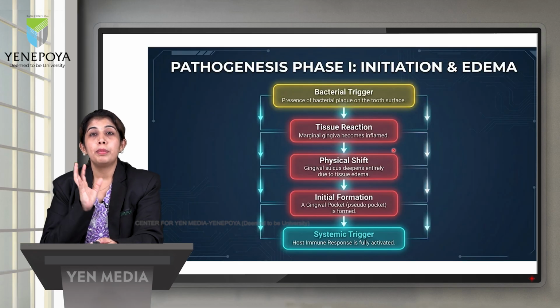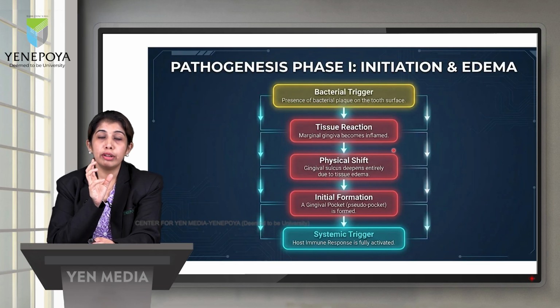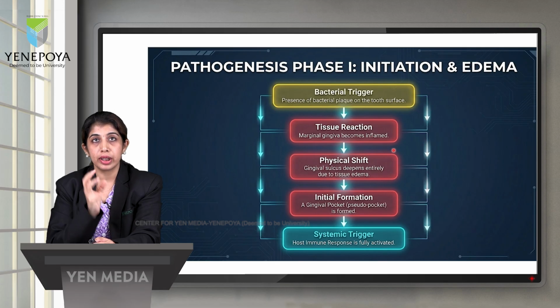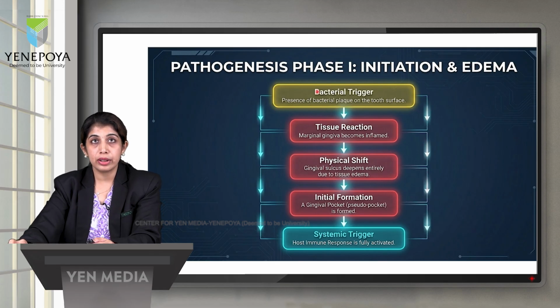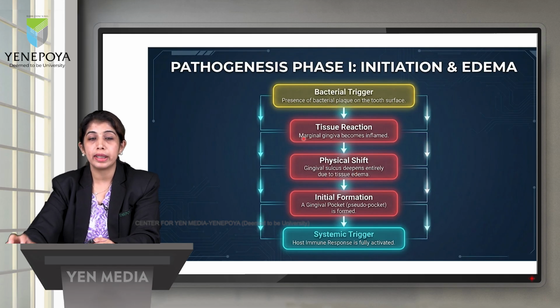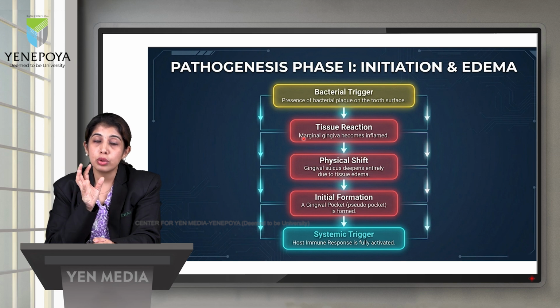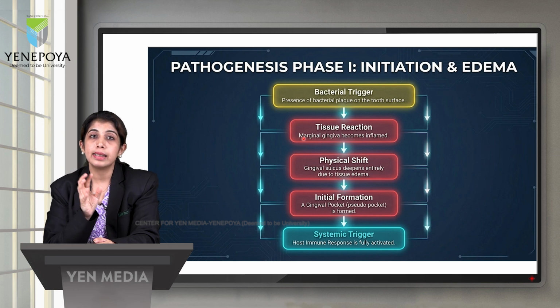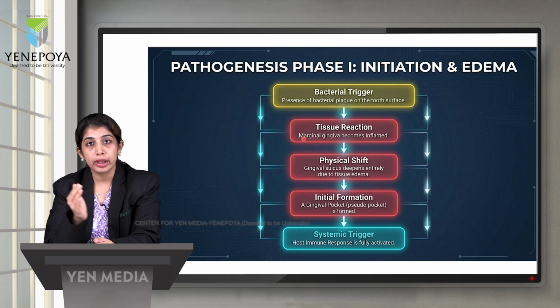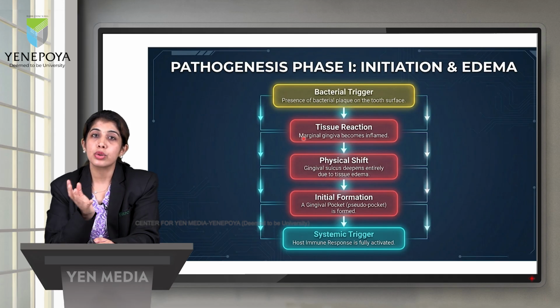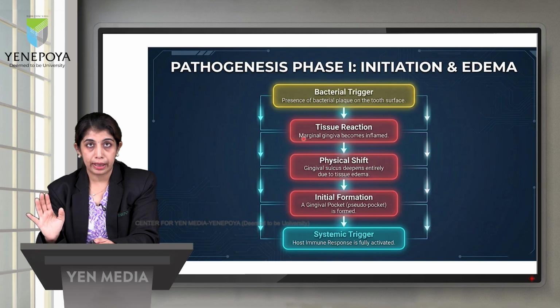So how does a pocket form? In phase 1 you have a trigger. What is that trigger? It's your plaque. When you have a bacterial trigger or bacterial plaque on the tooth surface, your marginal gingiva automatically becomes inflamed, causing gingivitis. Gingivitis is the most common periodontal disease and it is reversible. That is, if you rid the area of plaque and plaque retentive features, your gingiva is going to be restored back to health and your sulcus depth is going to be maintained.